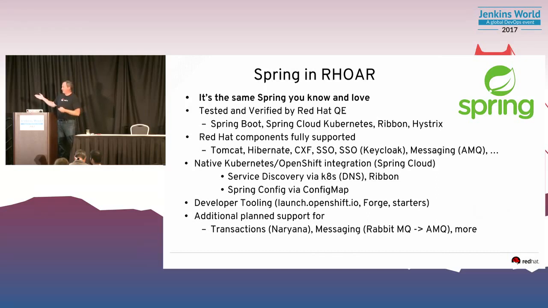There's also developer tooling. So you saw launch.openshift.io. We also have JBoss Forge, which is a code scaffolding tool so that you can quickly and easily create new applications, and create new entities, and create new APIs within your projects using JBoss Forge. And finally, we're also producing a number of Spring starters. These are things that Spring developers use to bring in dependencies transitively, so all they have to do is remember the name of the starter they want, and then it brings in all of the additional dependencies that you'll need.